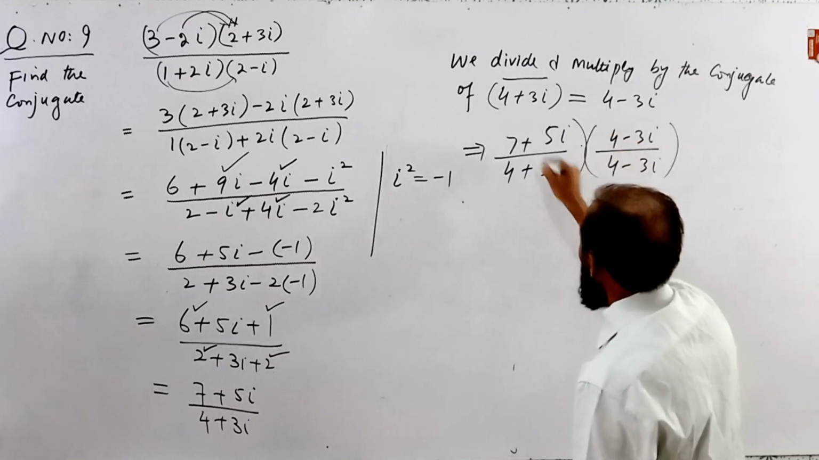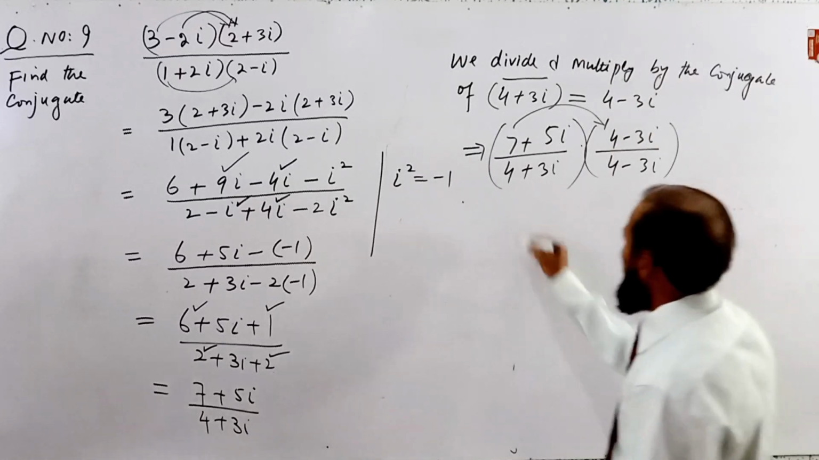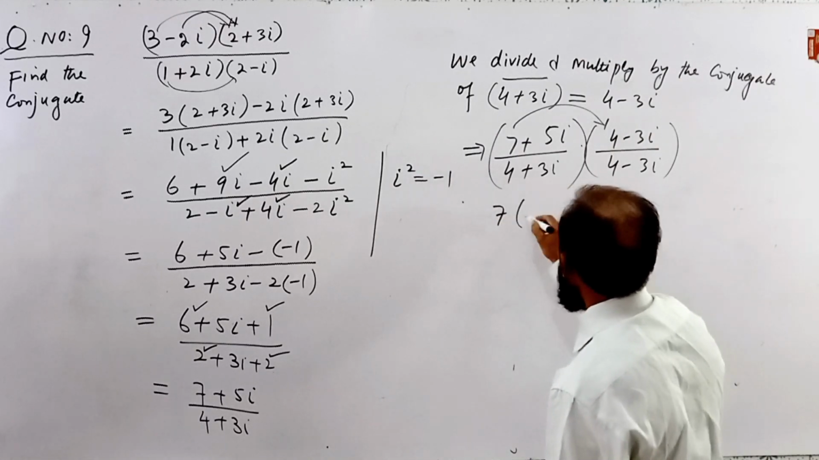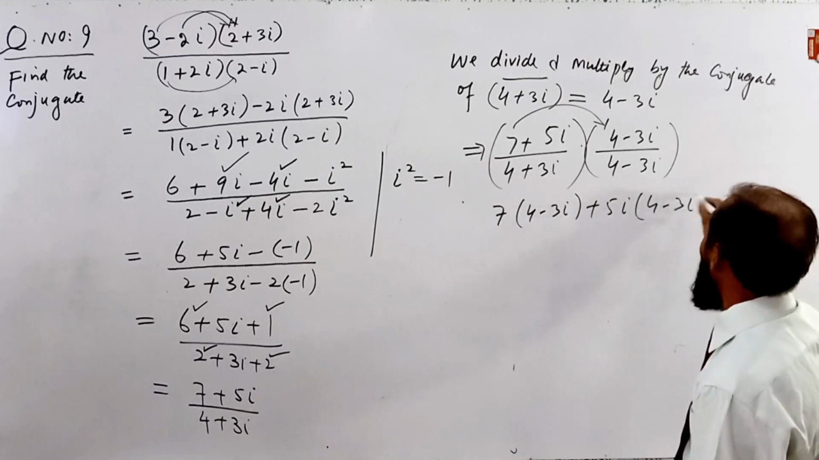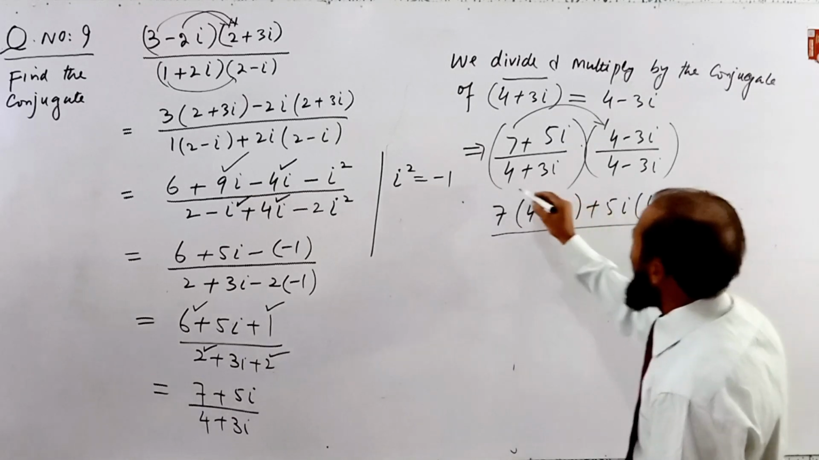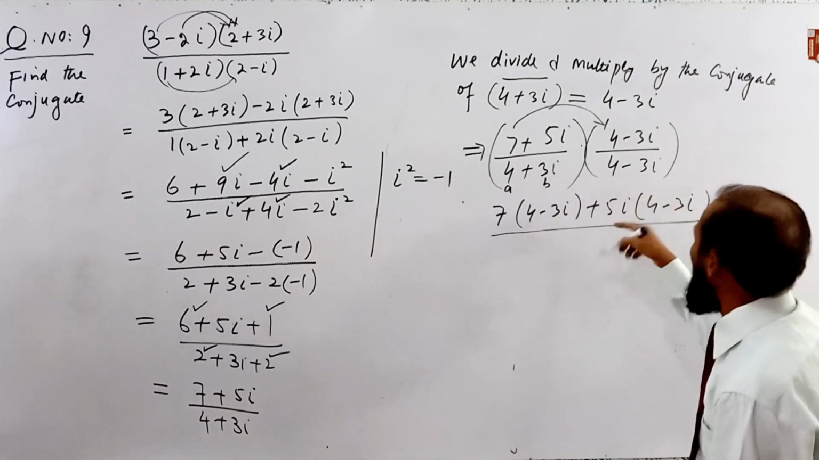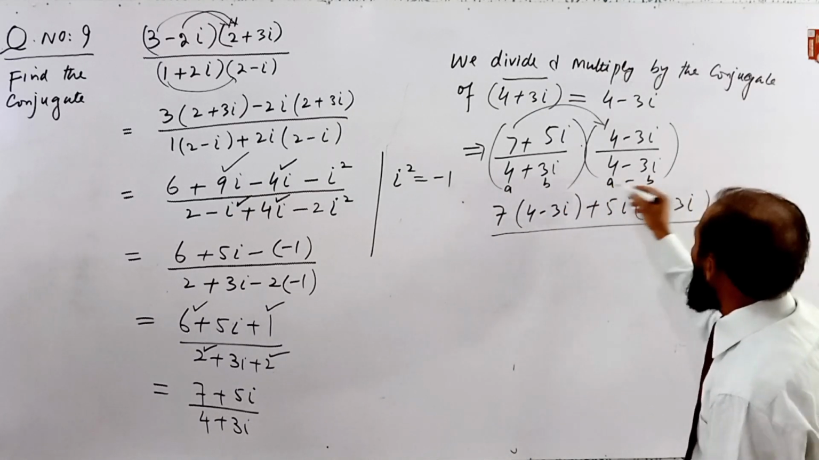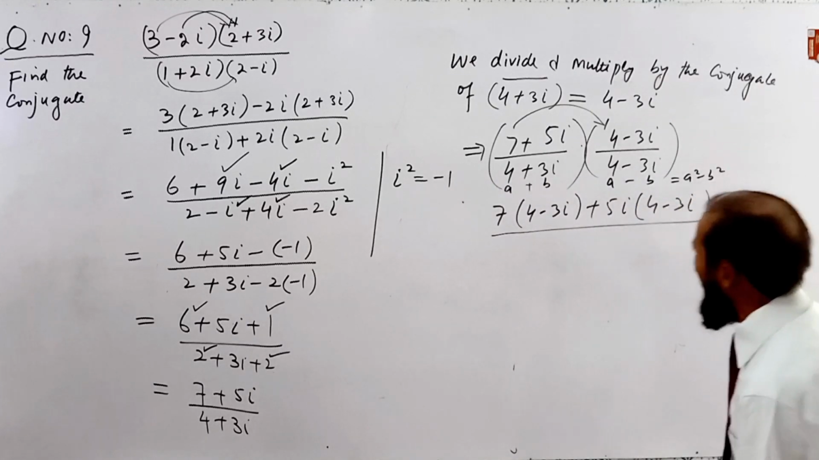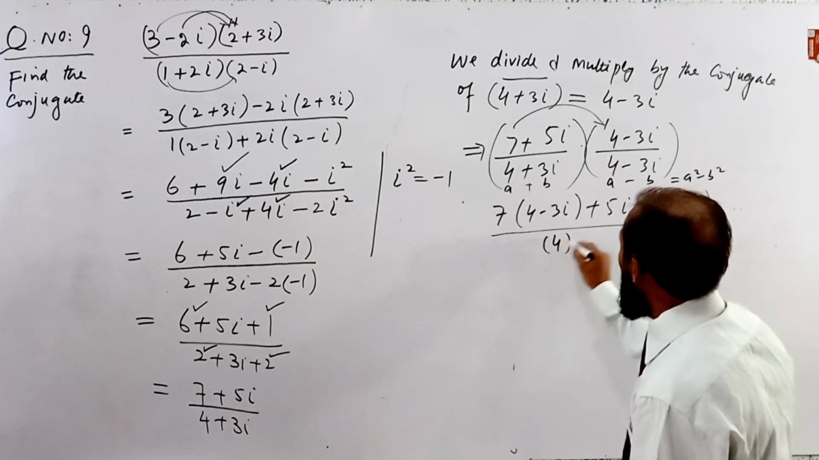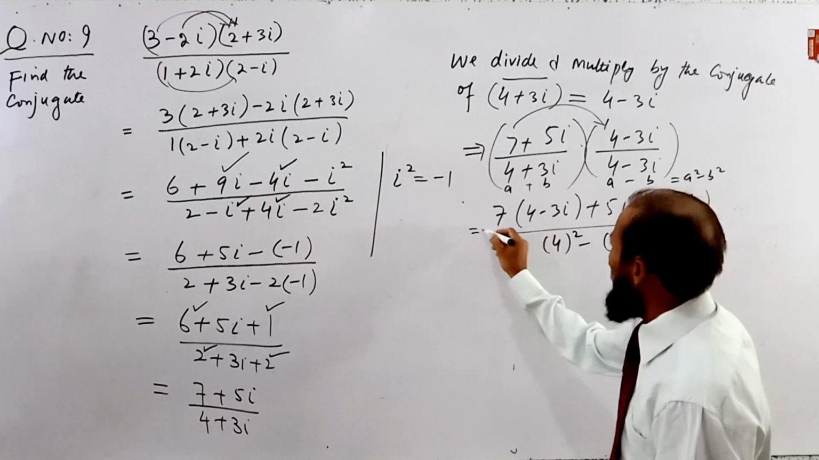So we can write this term similarly. Once again if we multiply to each other: 7 multiplied by 4 minus 3i plus 5i into 4 minus 3i. Now look here, we use the formula because the A terms are equal and the B terms are equal. A plus B into A minus B gives the a square minus b square formula, which we have used: 4 square minus 3i whole square. Now we multiply these terms.